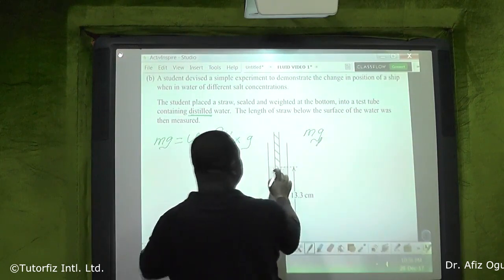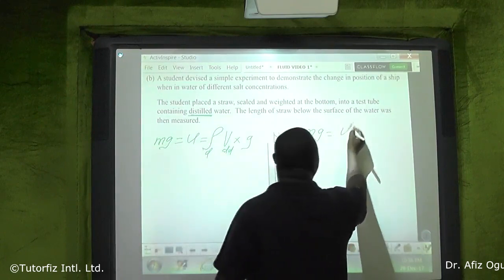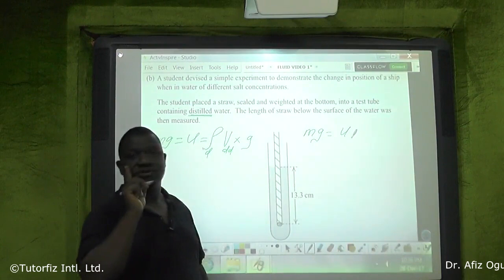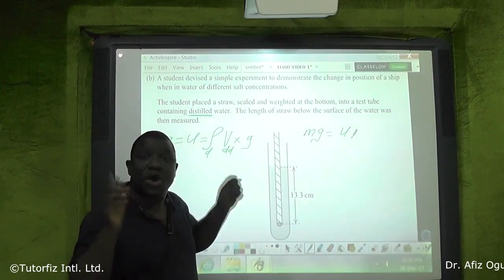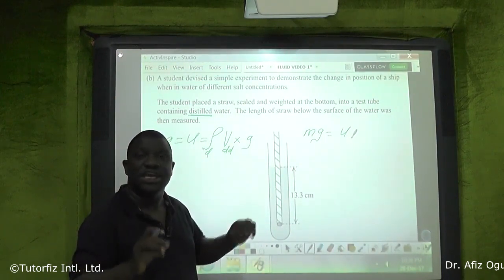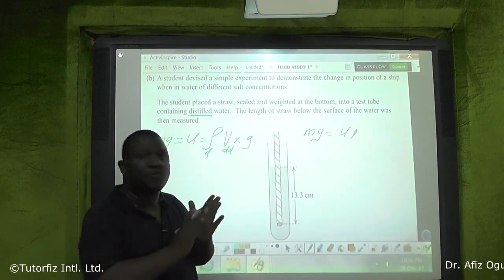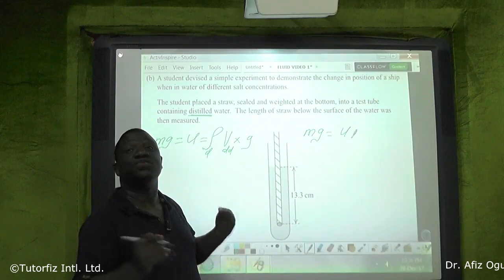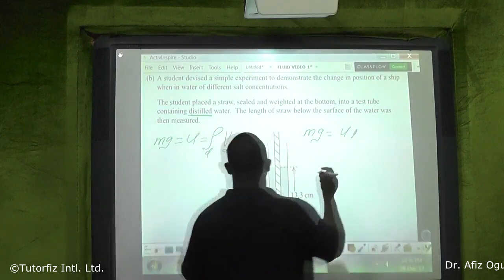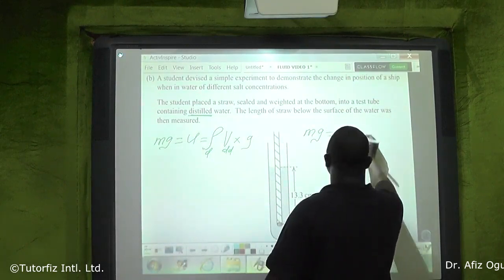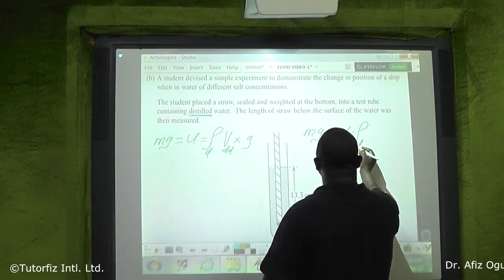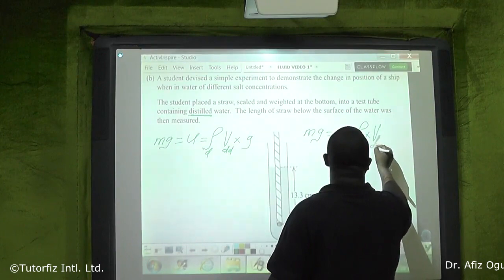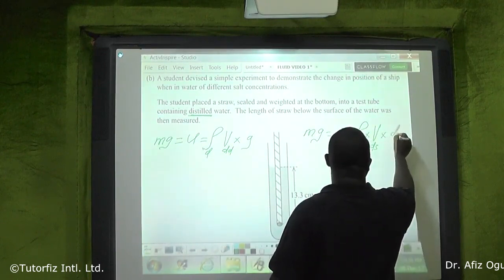Mass of the straw did not change. It's also equal to upthrust. Upthrust here and upthrust here must be the same, because the weight is the same. The weight has not changed. Upthrust will only change if the weight changes for it to float. But now the weight did not change, so upthrust will not change. So upthrust equals density of salt water times volume of displaced salt water times g.